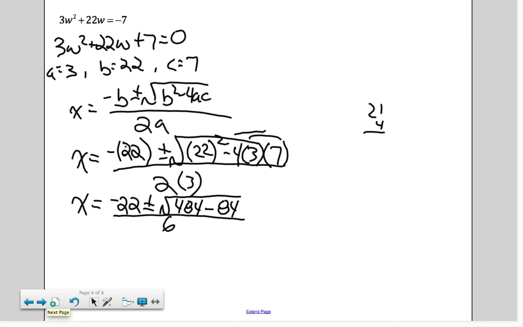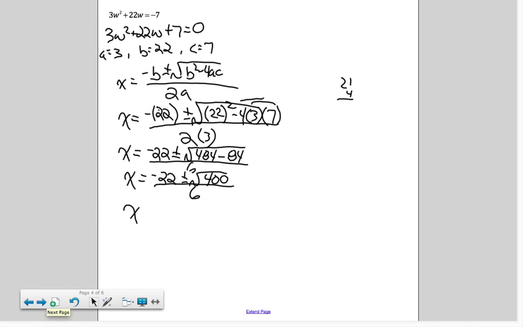All over 6. So x is equal to negative 22 plus or minus the square root of 400, because 484 minus 84 is 400, all over 6. So x is equal to minus 22 plus or minus the square root of 400, which is 20.